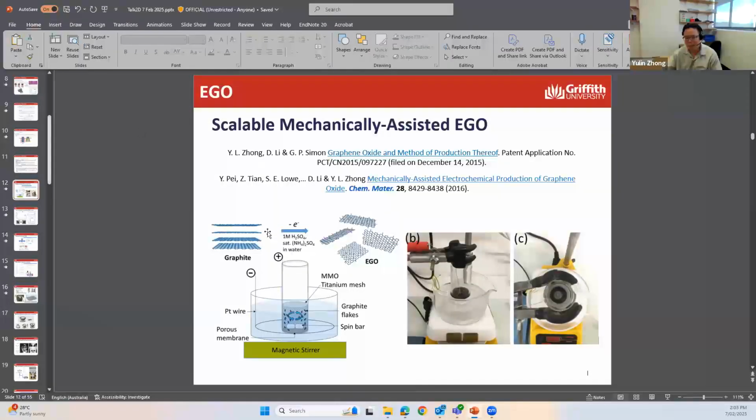Yeah, I think in this paper, what we did was very simply just take the whole thing and wash it, and then disperse it in a large amount of water. So of course the graphene oxide will be well dispersed, and the unreacted graphite will be at the bottom. But that's very tedious and wastes a lot of water.